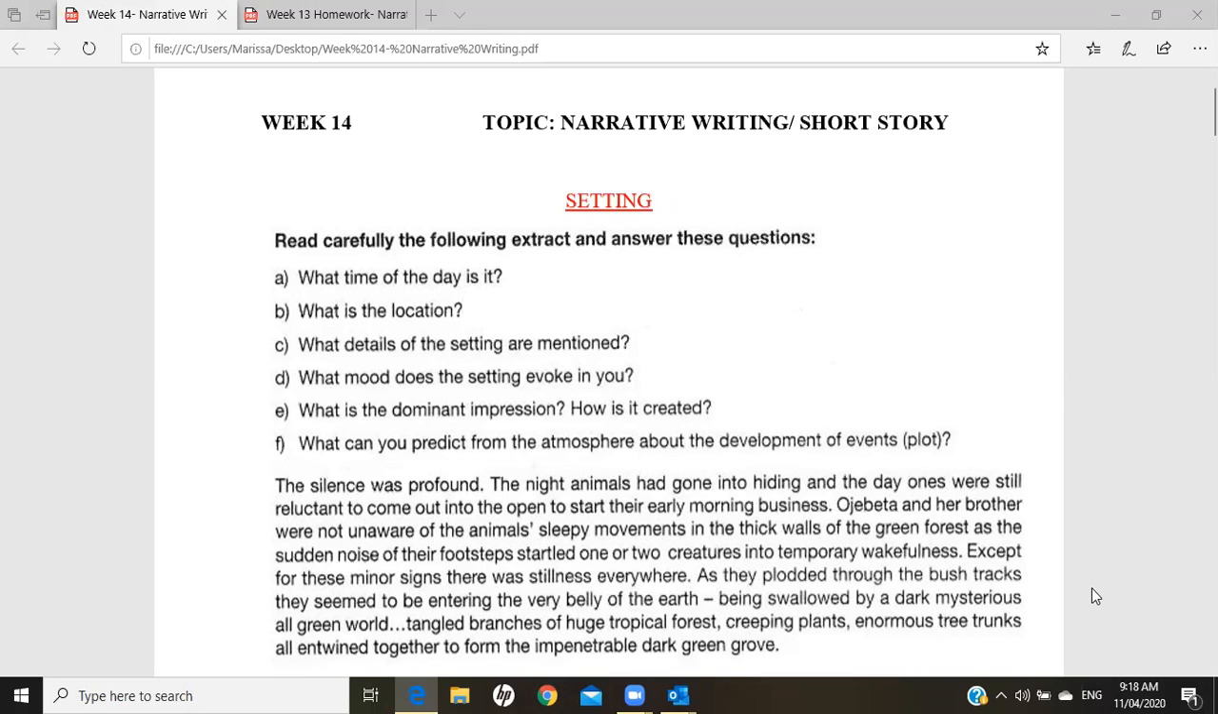So just remember, not all the time the setting would be directly stated. Sometimes they don't tell you the name of the place, and then you have to just read the description to try and figure out where exactly the story is taking place. So try to read between the lines and see if you can figure out where exactly the story is taking place, because not all the time they come out and directly put the name of the place for you. Sometimes you have to look at the descriptions and try to figure out, okay, where is the story set?